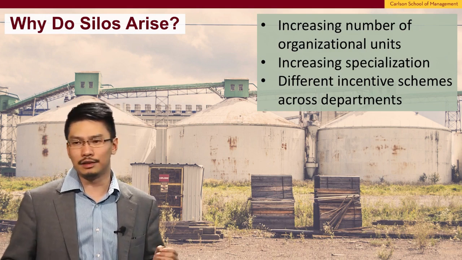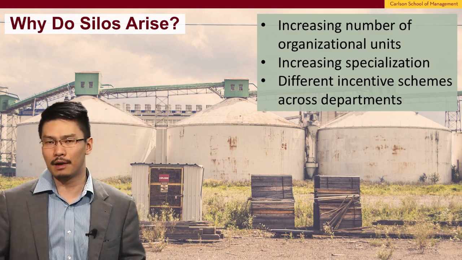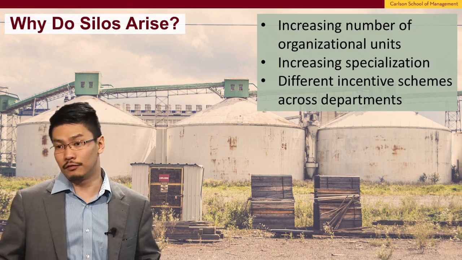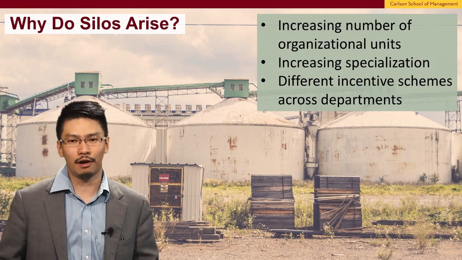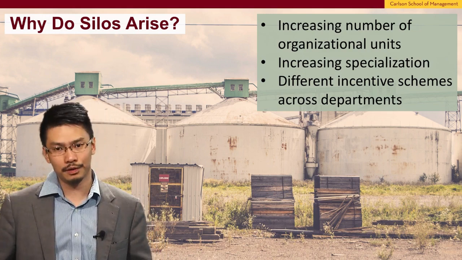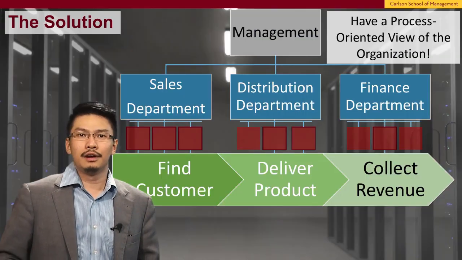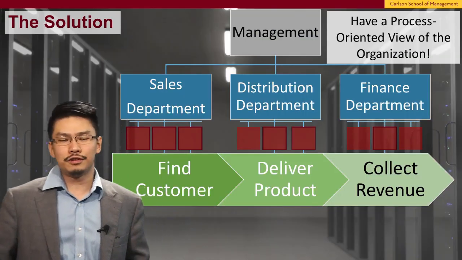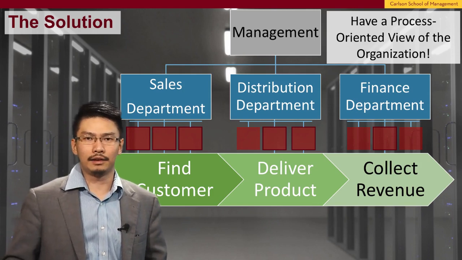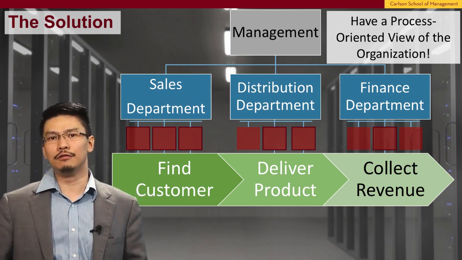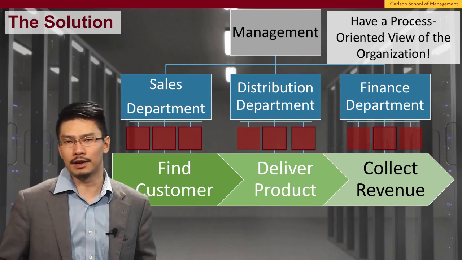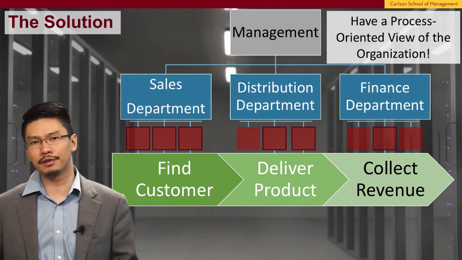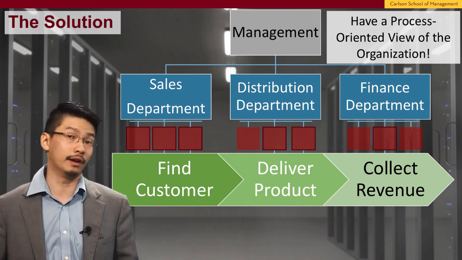As a result of these different goals, if they were to do different things at the same time, this would cause the business process to collapse, right? So in order to solve issues of the silo effect, one major solution would be to have the company have a process-oriented view of the organization.